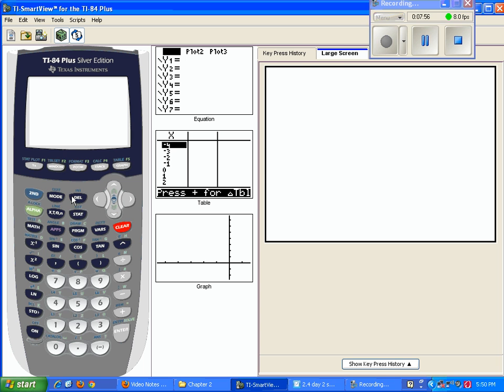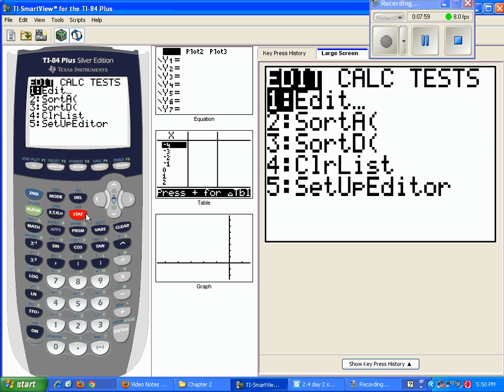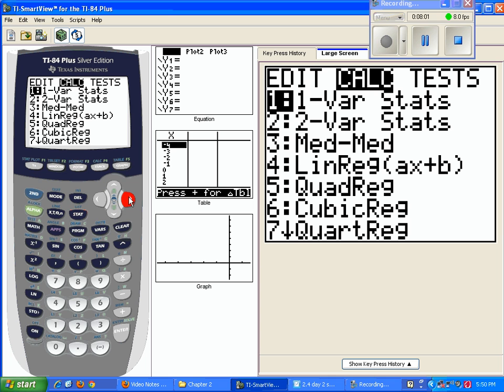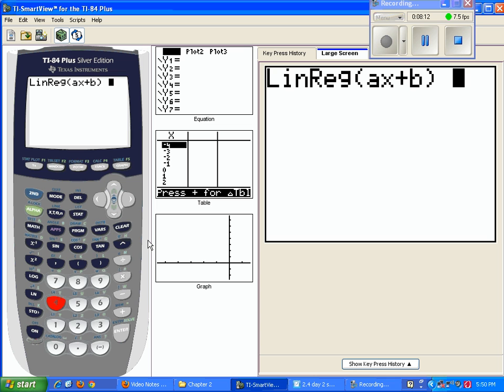So after I plug the data in list 1 and list 2, the next thing I'm going to do is go to Stat, right arrow to calculate. And what am I trying to calculate? Right now we're only doing linear regression. So notice it says for number 4, LinReg. That just means linear regression. So I'm going to hit 4. And then it's going to come up on my screen.